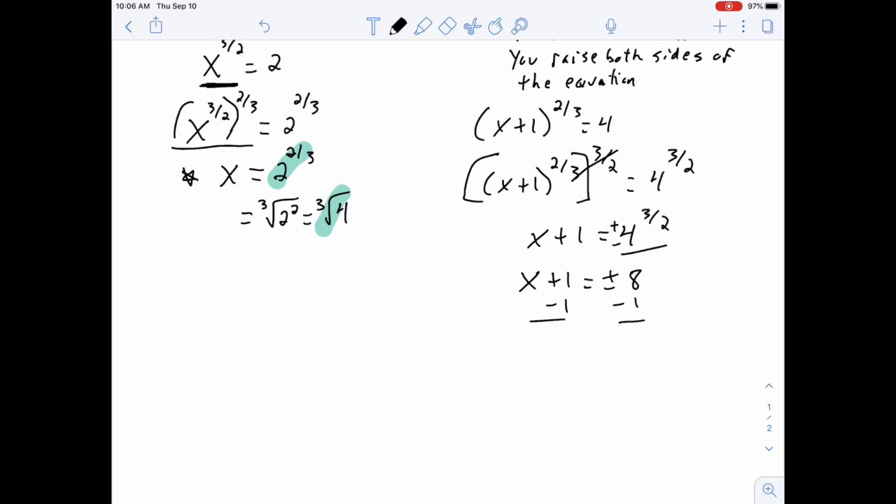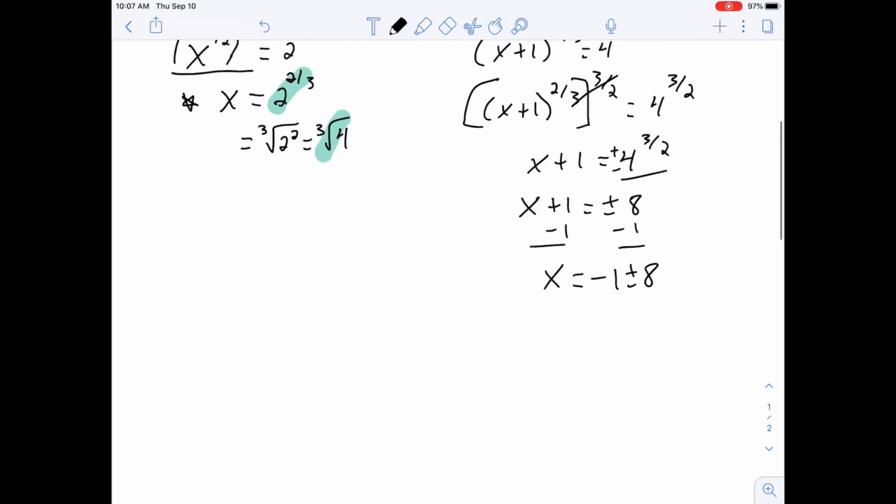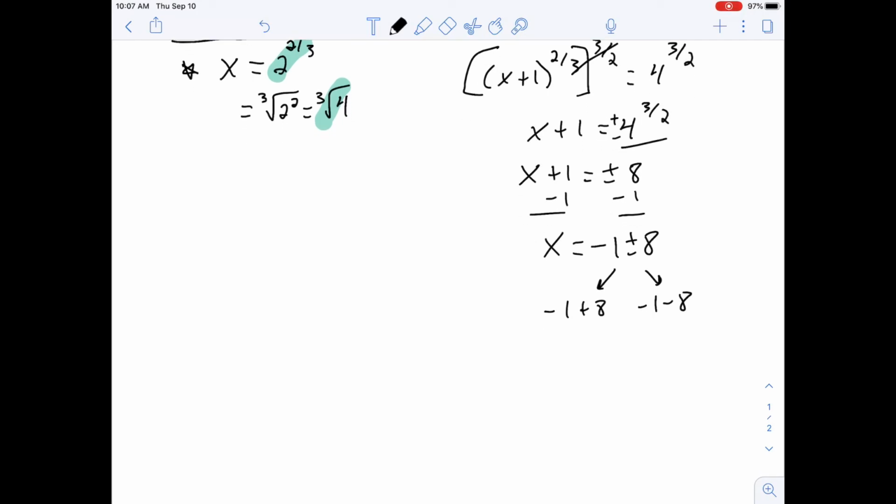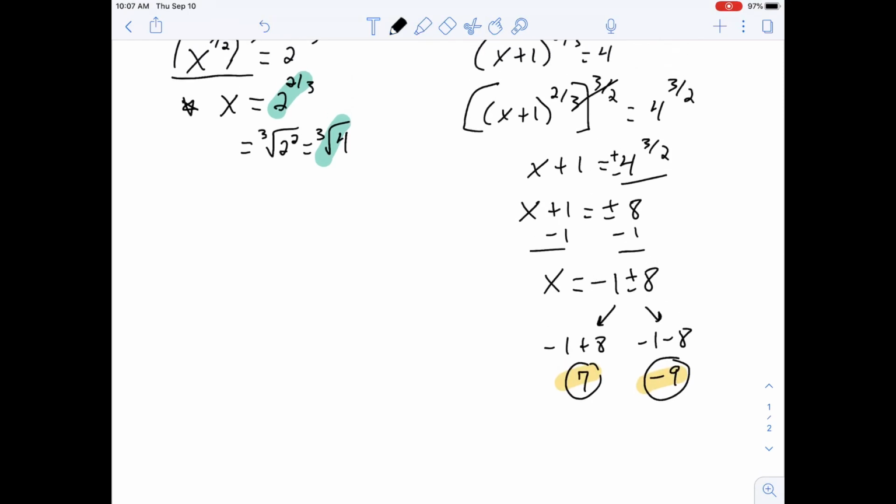And again, this is where students always make the mistake. This is not plus or minus 7. Students want to do 8 minus 1 and then leave the plus and minus in there. You cannot do that. This means -1 plus or minus 8, which then splits off into -1 plus 8 and -1 minus 8. So our final answers here are 7 and -9. Make sure you're careful when you split that off. Again, you can't just do 8 minus 1, say it's 7, and say the answer is plus or minus 7. It's a common mistake, so just be careful with that.